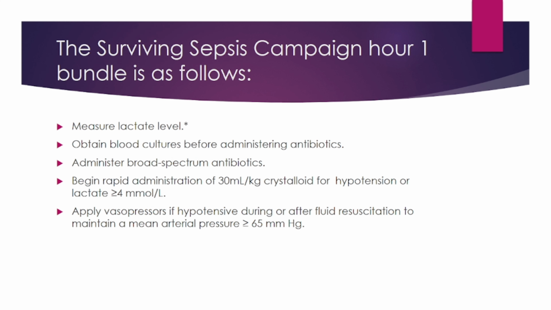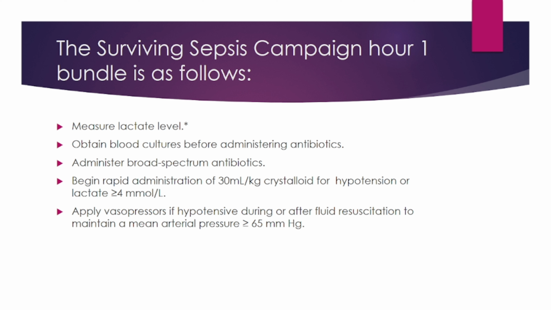Right. So in the Surviving Sepsis Campaign, they talk about the hour 1 bundle. It's not the 1 hour bundle, it's the hour 1 bundle. Right. The important thing in the hour 1 bundle is measurement of the lactate level, and obtaining blood cultures before administering antibiotics. But if you can't take the blood culture, that's okay, you can start antibiotics. And the antibiotic should be a broad spectrum antibiotic.